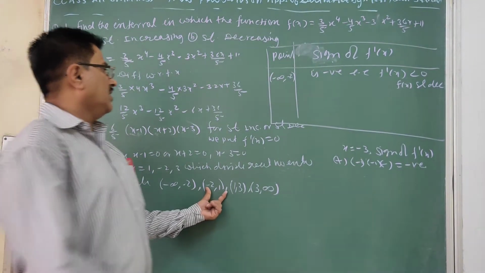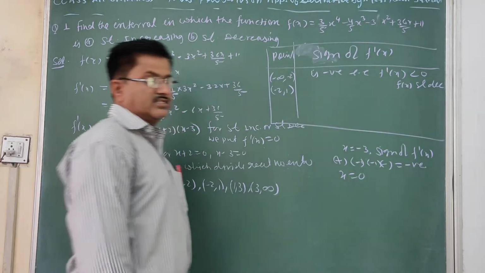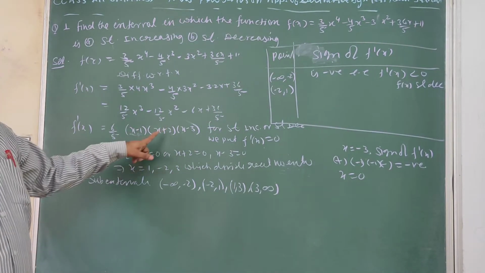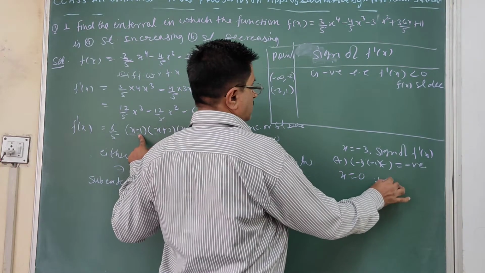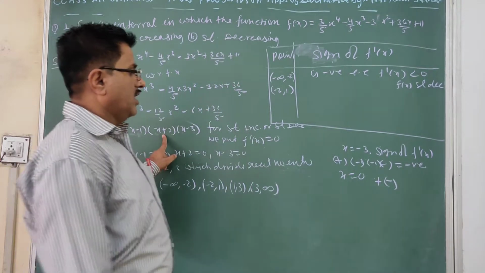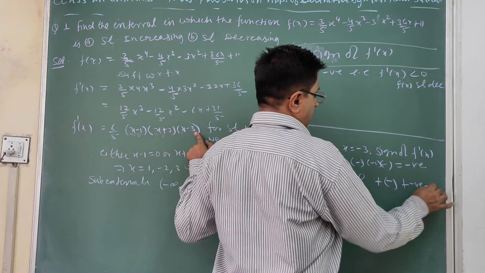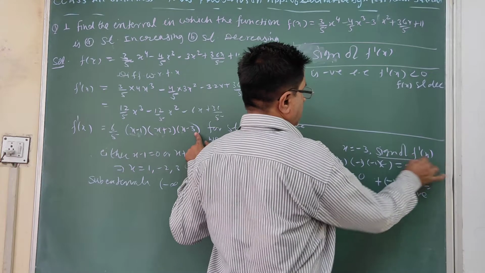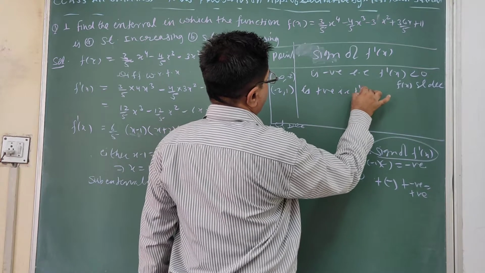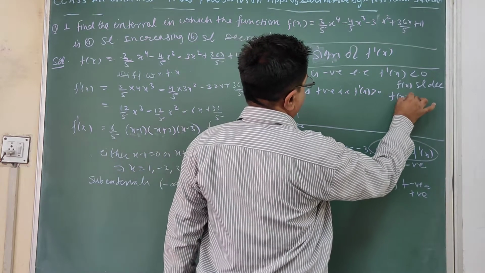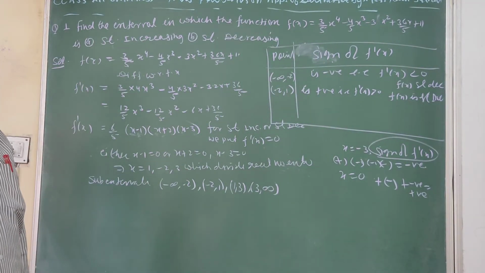Now take the second interval, that is minus 2 to 1. If you take any point between this, suppose x equal to 0, then this is positive, 0 minus 1 is negative, 0 plus 2 is positive, 0 minus 3 is negative. So overall this is positive. So the sign of this will be positive, that is f dash x is greater than 0. So f(x) is strictly increasing when the sign of the derivative is positive.